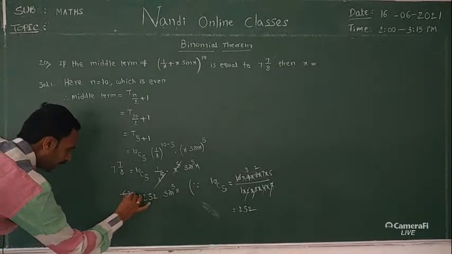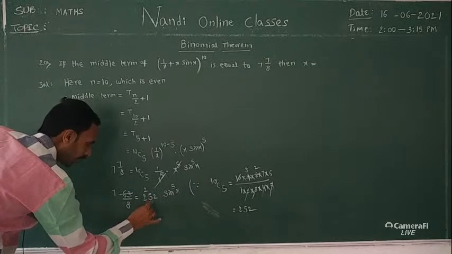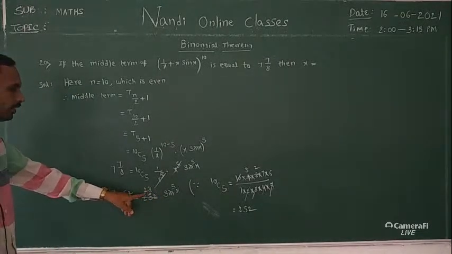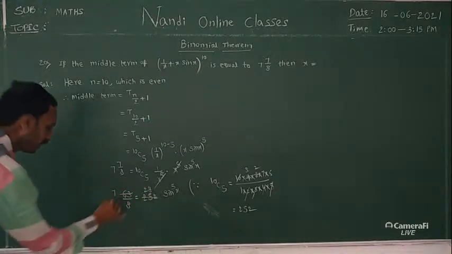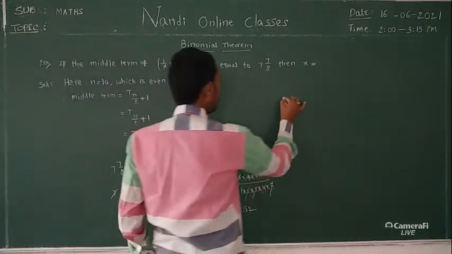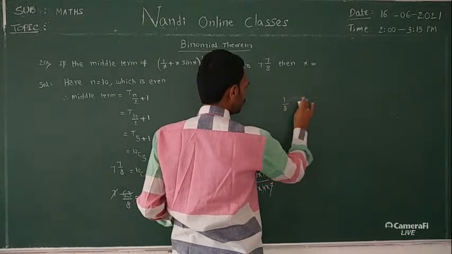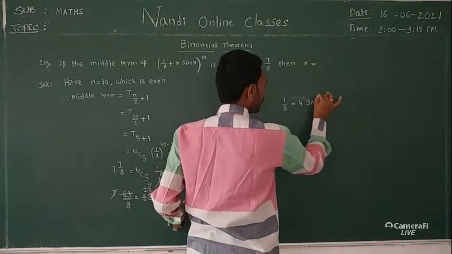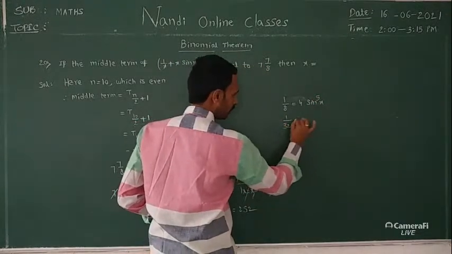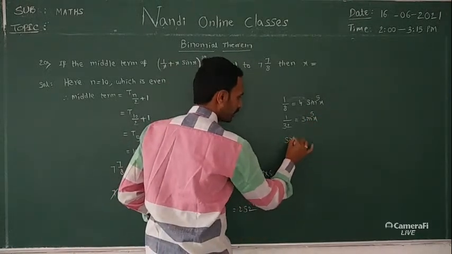Then 9 7s, 9 2s, 9 8s cancel. 9 7s are 63, 9 2s are 18, 72 will come, 9 8s are 72. 7 1s are 7, 7 4s cancel. So you are getting 1/8 is equal to 4 sin^5 x. 1/8, 4 8s are 32, so 1/32 is equal to sin^5 x.